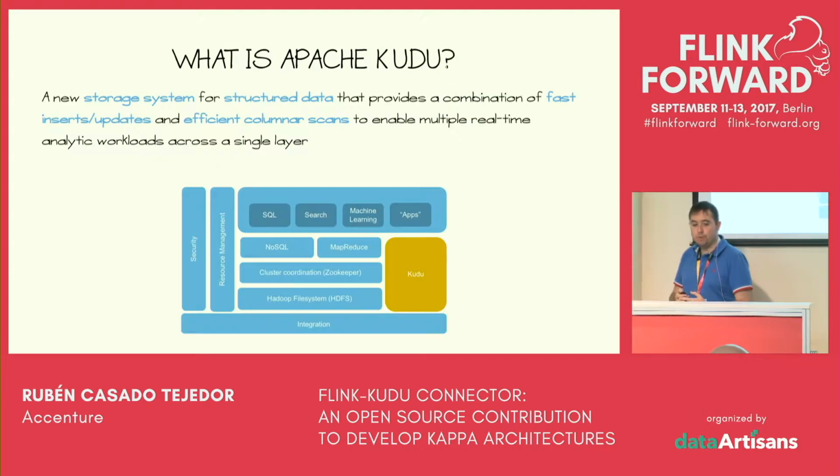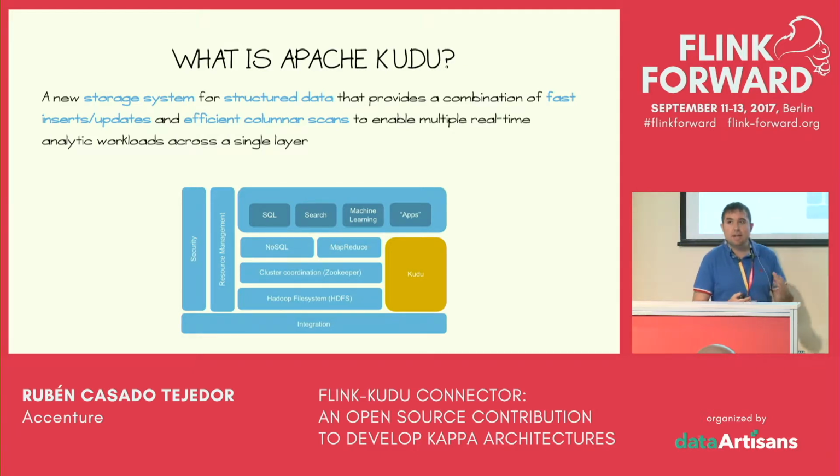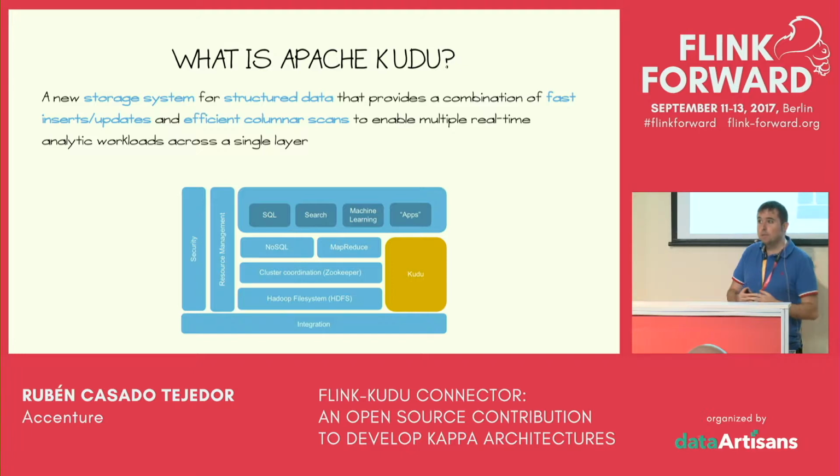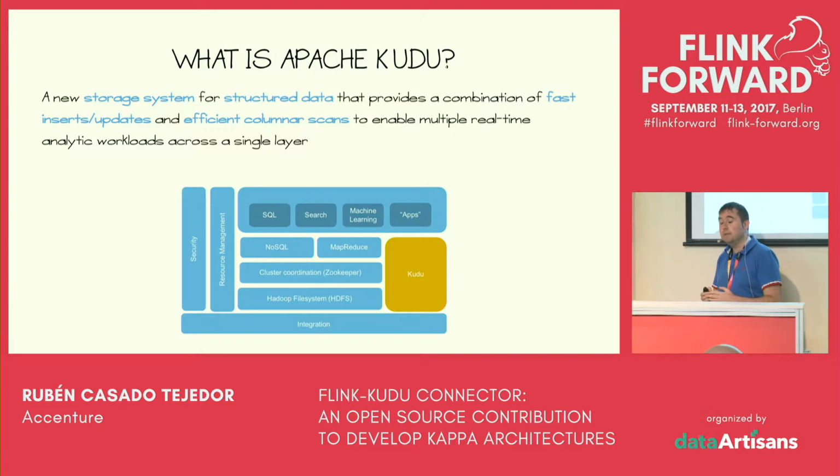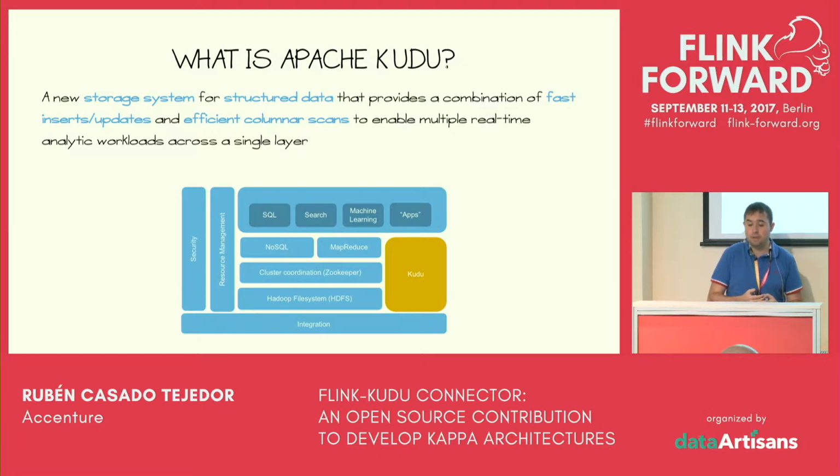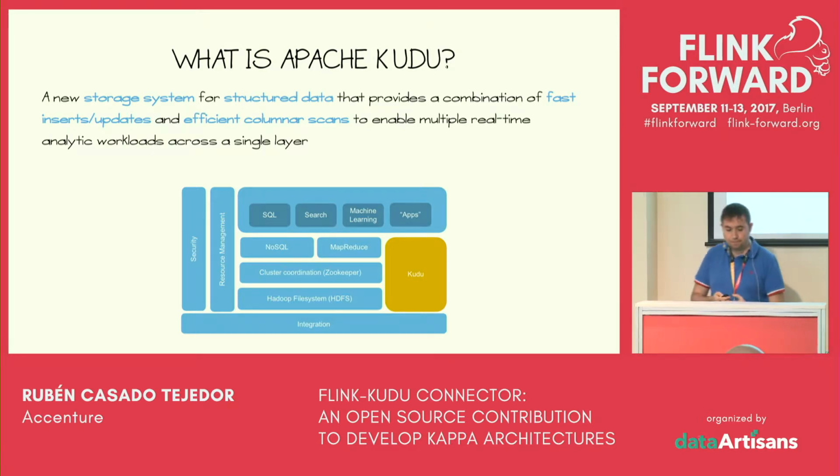So what is Apache Kudu? Well, Apache Kudu is a new storage system that combines efficient access to random data with good performance analyzing large amounts of information. Apache Kudu is a columnar-oriented system. It's for structured information, and it was developed by Cloudera, but right now it's a top-level Apache project. Well, Kudu has a native integration with Impala and Spark, but not with Flink.